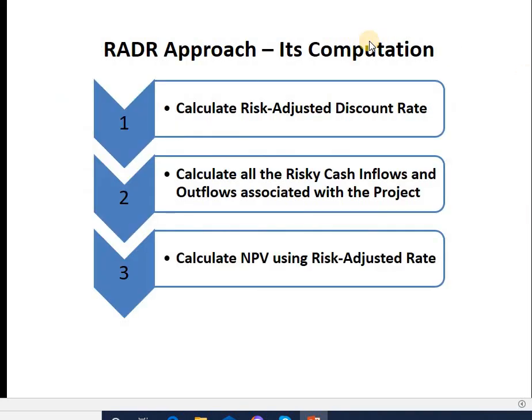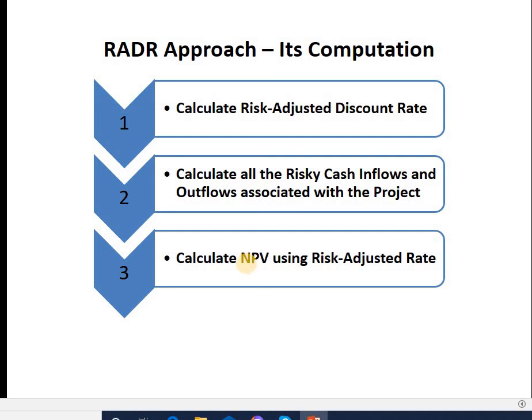So how to calculate? The approach of RADR is, first, we need to calculate the risk adjusted discount rate. I have already discussed that: it is the risk-free rate plus the risk premium, RF plus risk premium. Then calculate all the risky cash inflows, that is, the estimates of all cash inflows and outflows associated with the project. And the last step is to calculate NPV, net present value.